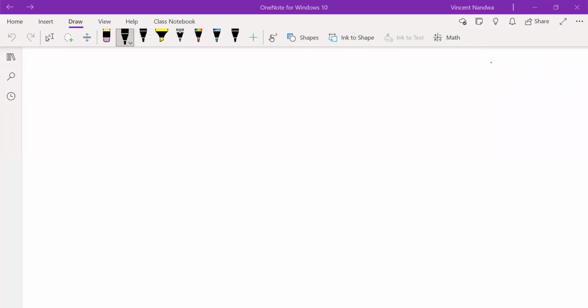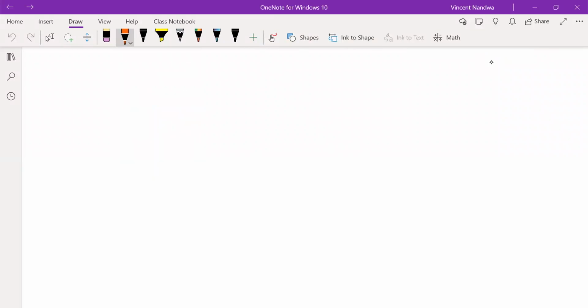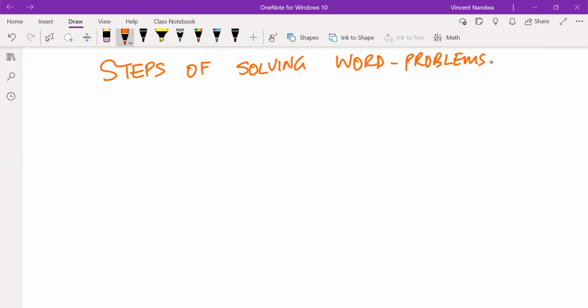So briefly, we describe the steps you need to follow to solve a word problem that tries to apply linear equations. Steps of solving word problems involving application of linear equations.